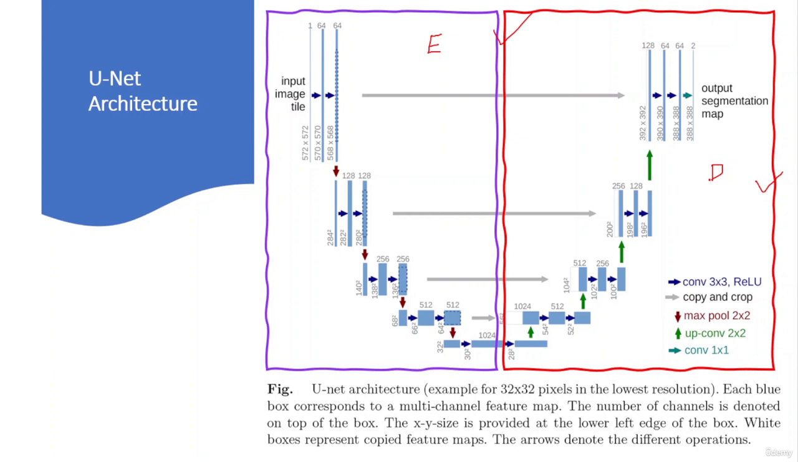Every step in the expansive path consists of an upsampling of the feature map followed by 2x2 up convolution that halves the number of feature channels, a concatenation with the corresponding cropped feature map from the contracting path, and two 3x3 convolutions, each followed by a ReLU. The cropping is necessary due to the loss of the border pixels in every convolution. At the final layer, 1x1 convolution is used to map each 64 component feature vector to the desired number of classes. In total, the network has 23 convolution layers.